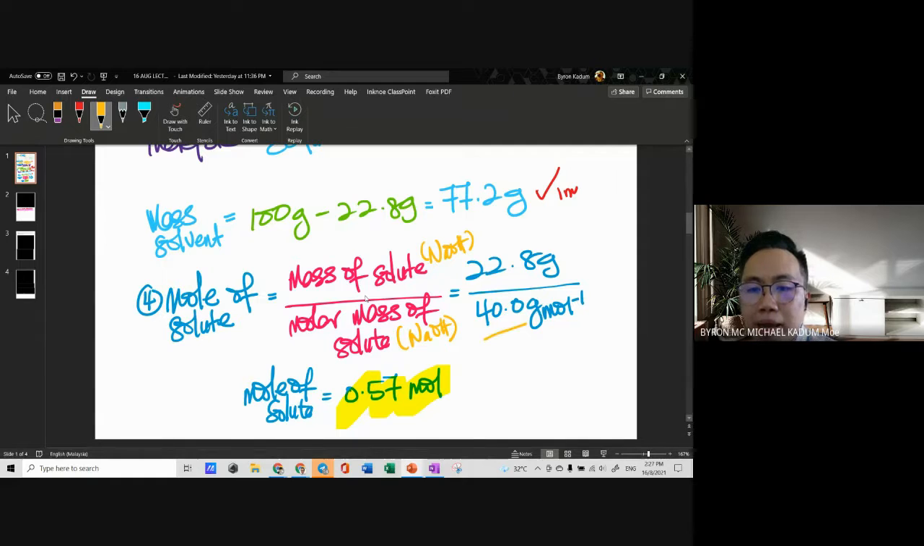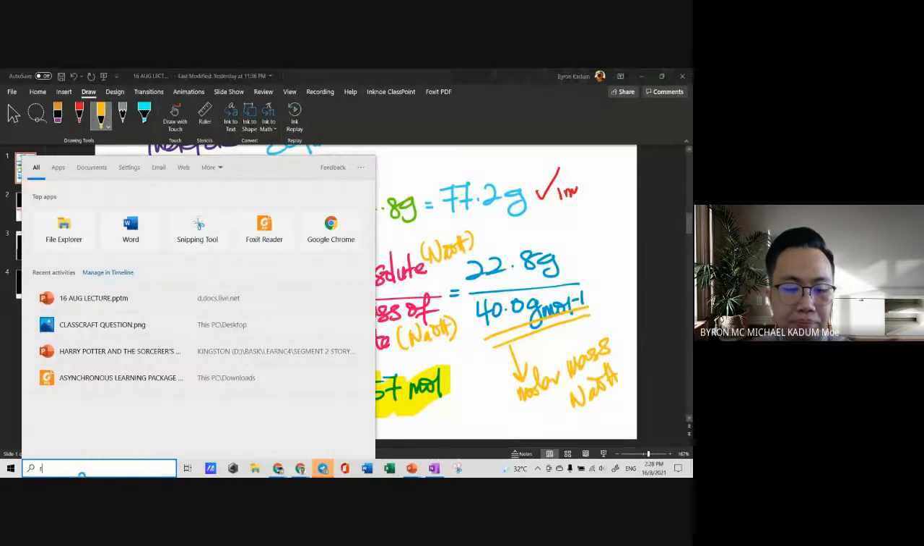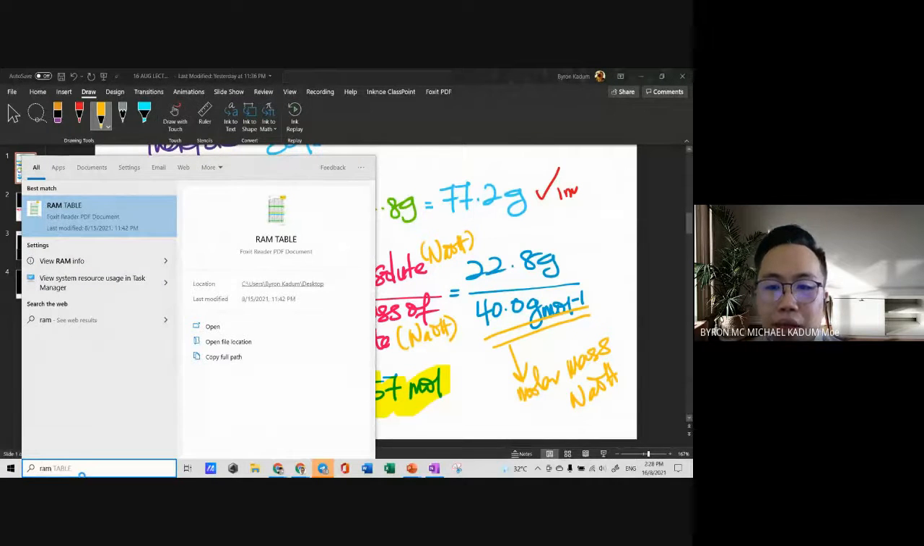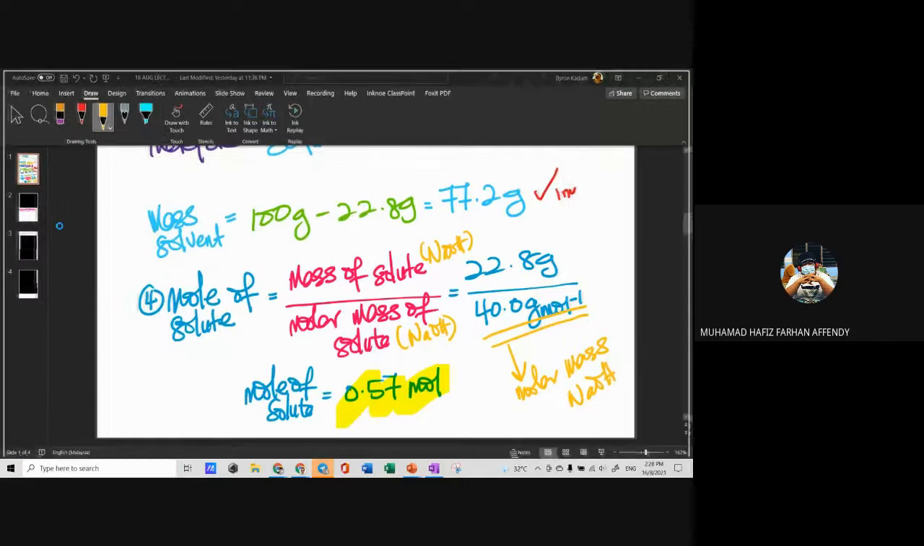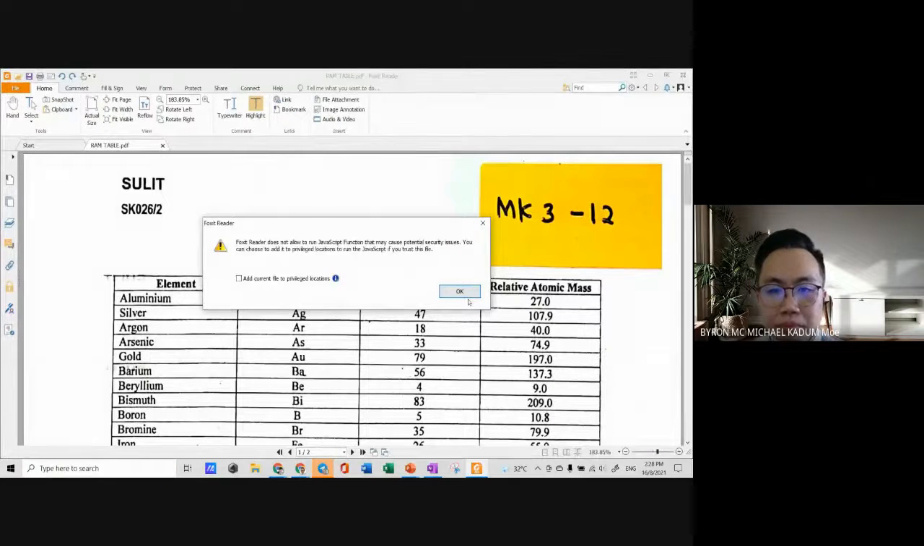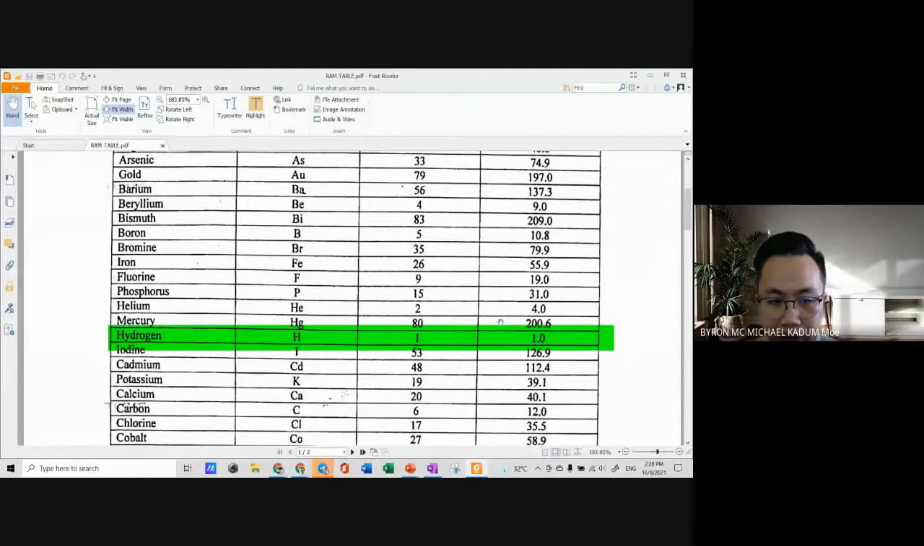Okay, so the molar mass right here, this is the molar mass of NaOH. How do you get that molar mass from? Can you give me an idea? How do I get that? Anyone? From the table. Yes. Table, sir. Dah nampak dah tadi kan? So this table is provided for you in exam.